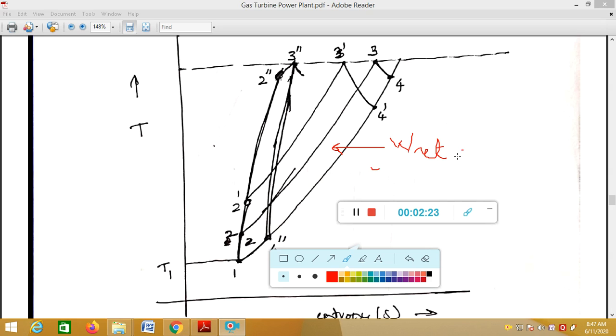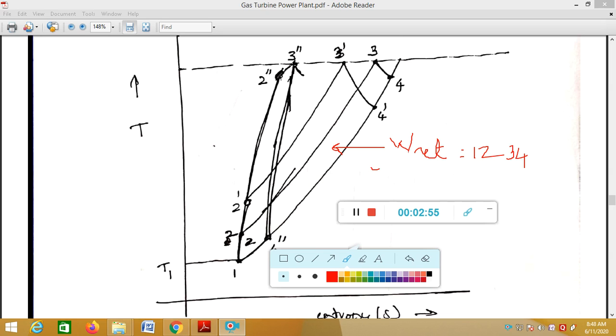So this is equal to area 1, 2, 3, 4. Then consider another cycle, 1, 2 double dash, 3 double dash, 4 double dash. Here the air is compressed from P1 to P2 dash. Here the pressure ratio is very large, P1 to P2 dash.